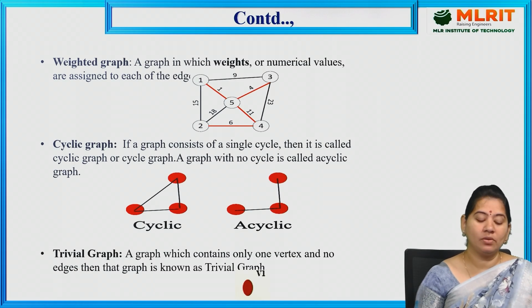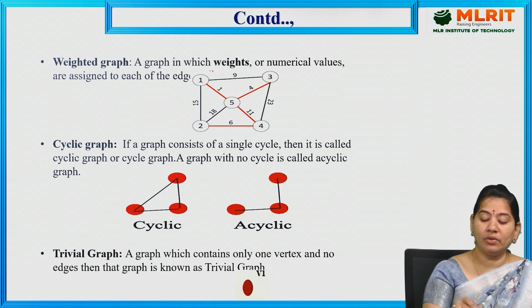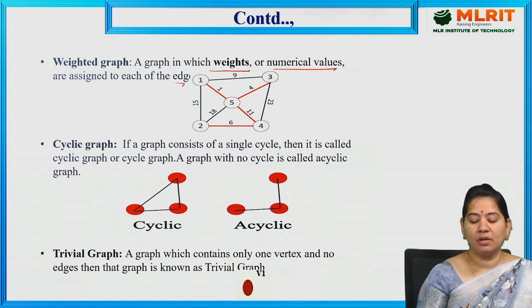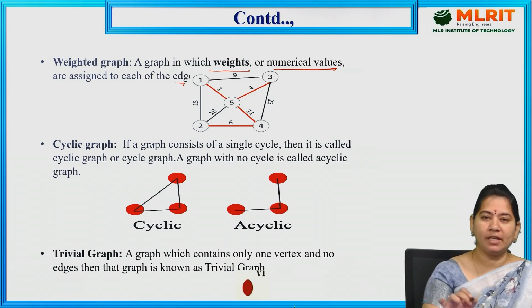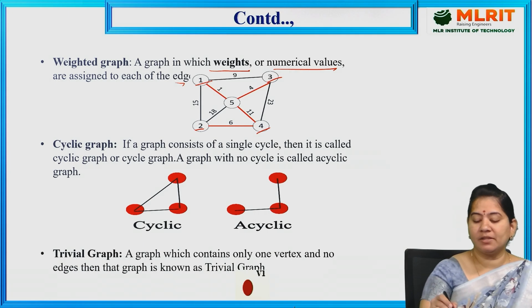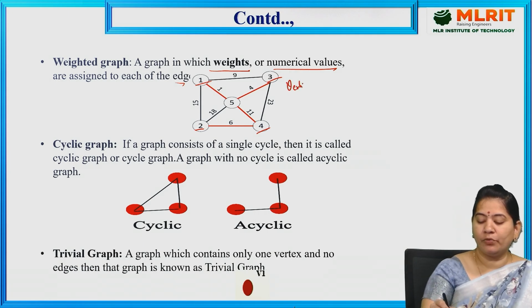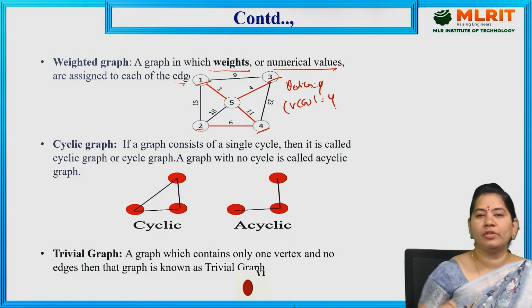So next we also have the weighted graph. What is a weighted graph? It is a graph in which weights or numerical values are assigned to each of the edges. Now if we observe this figure, we have the vertices: vertex 1, vertex 2, vertex 3 and vertex 4. Altogether how many vertices do we have here? 4 vertices. So for this, mod V of G is 4, which is nothing but the order.